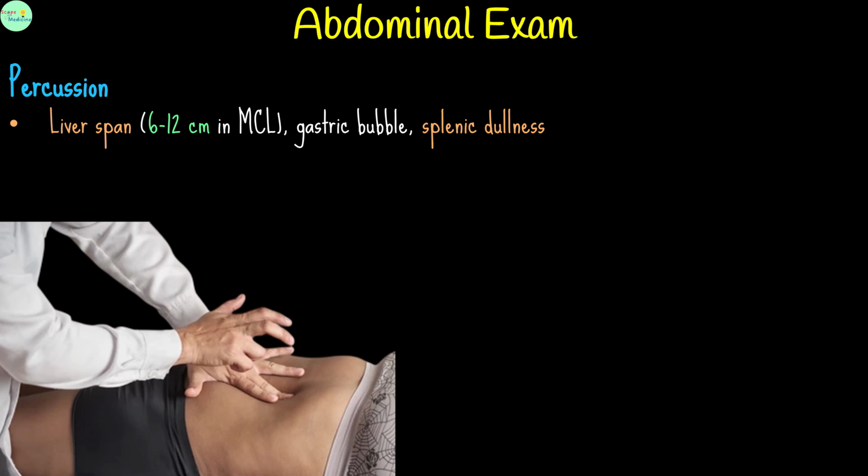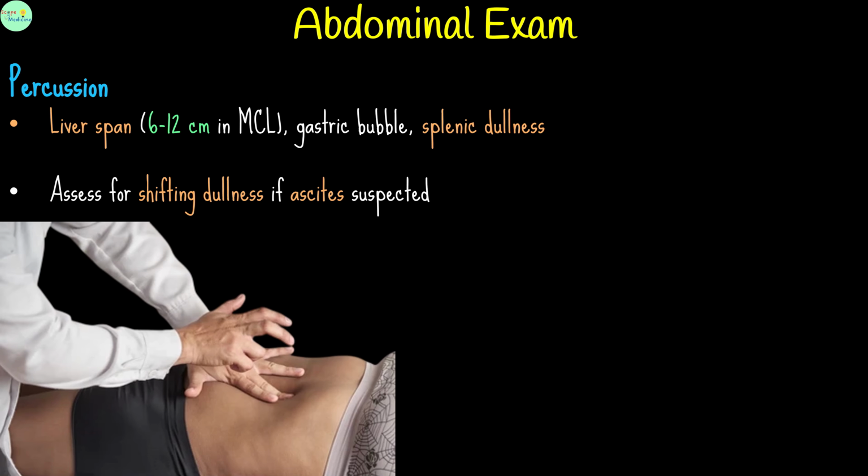Determine the liver size by percussing from the lung resonance down to the dullness of the liver. A normal span is 6 to 12 centimeters. Percuss for the stomach's air bubble and for the spleen's dull area. If fluid in the abdomen is suspected, test for shifting dullness by having the patient roll on their side.